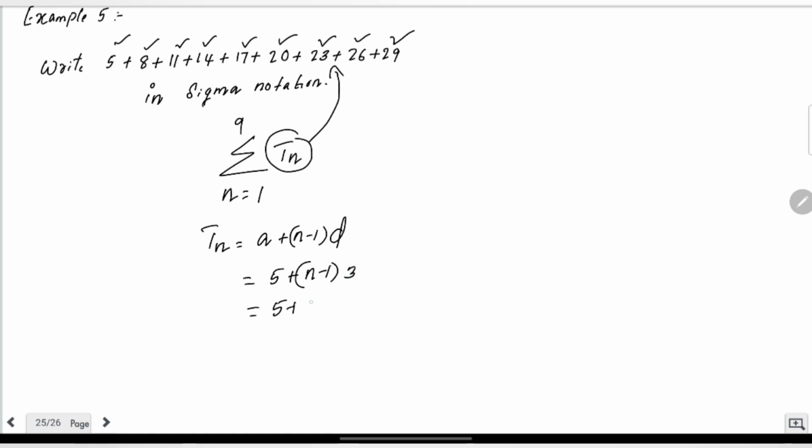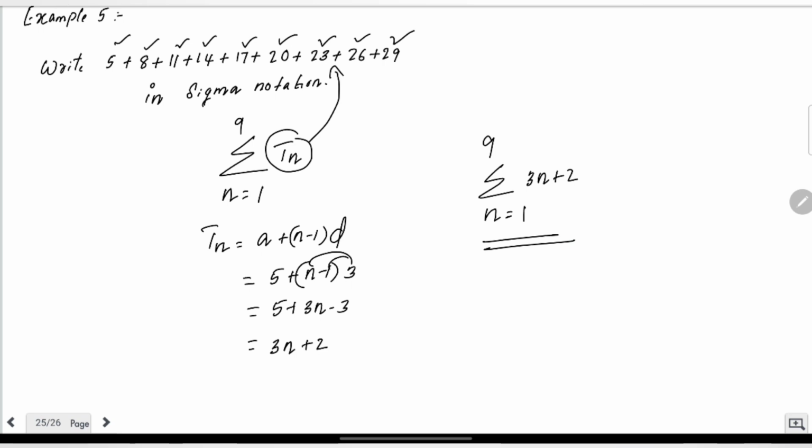So we'll get it. That is 5 plus 3n minus 3. Open the bracket with the 3. Is it clear? So the answer is 3n, 5 minus 3 is plus 2. Is it clear? I got the value of Tn. Now we can rewrite this one. Sigma notation is sigma n is equal to 1 to 9, 3n plus 2. We are done. This is how we write sigma notation.